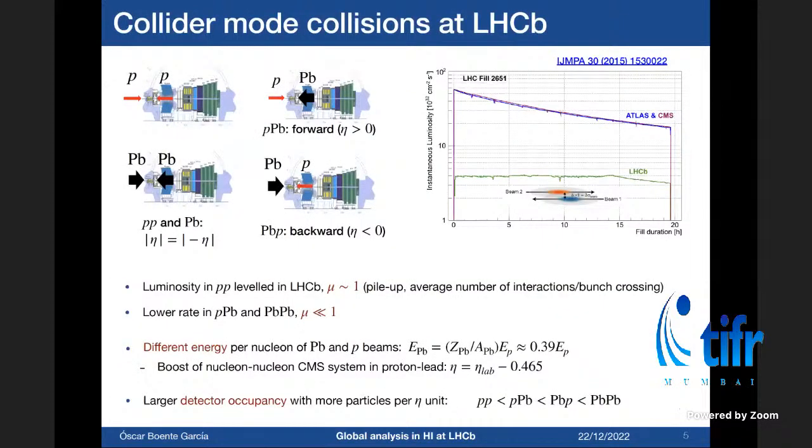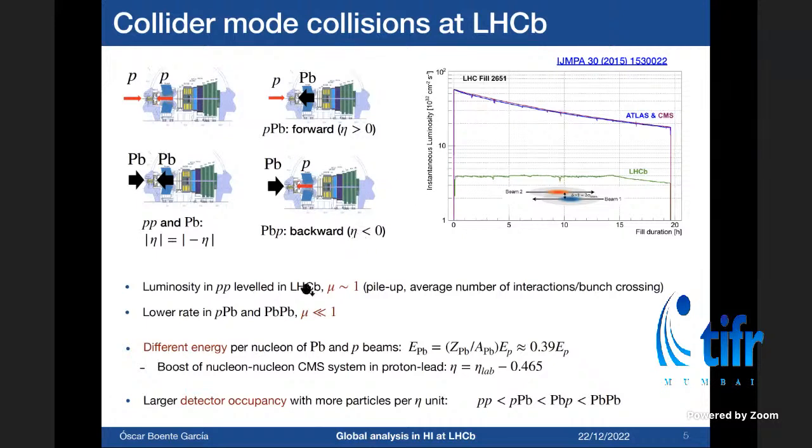So one of the collision modes that we have at LHCb is what we call collider mode. So basically here we have standard data taking as for the other experiments. There are 4 configurations that we can have: proton-proton, lead-lead, and then for proton-lead, we can reverse the direction of the beams and access both forward and backward regions.